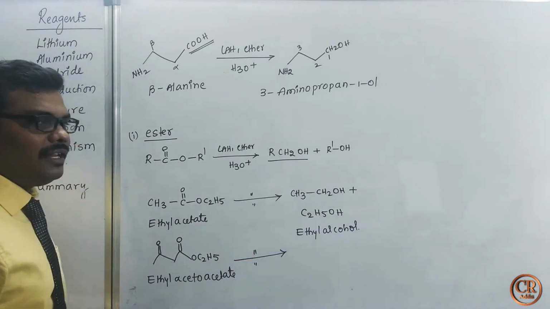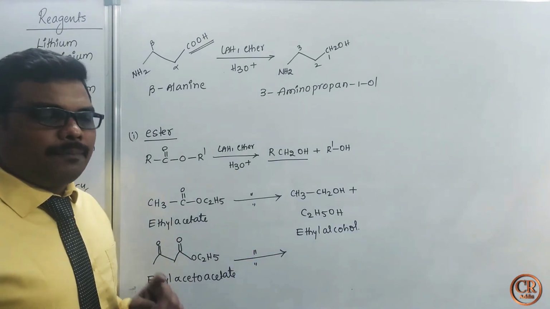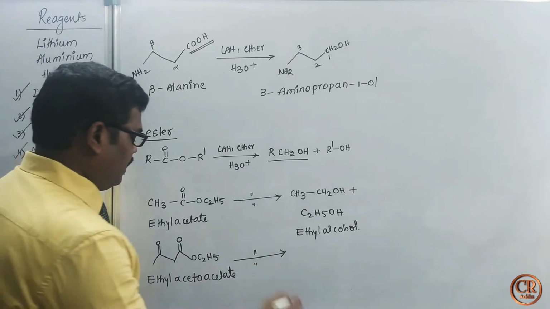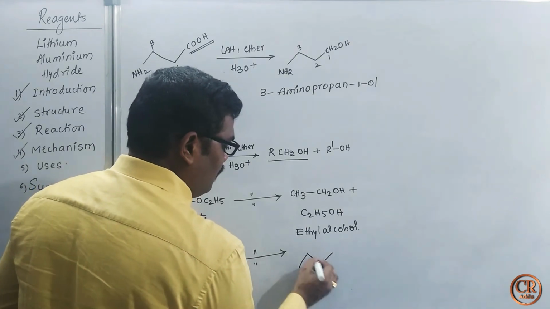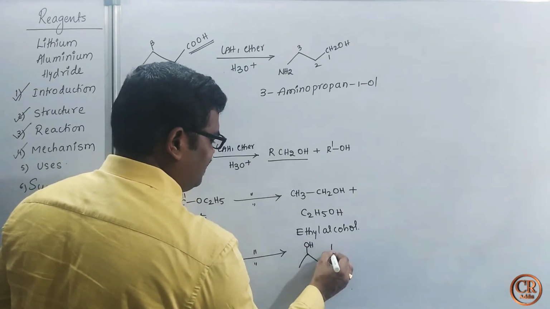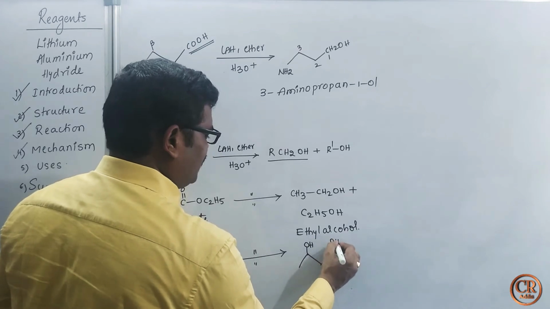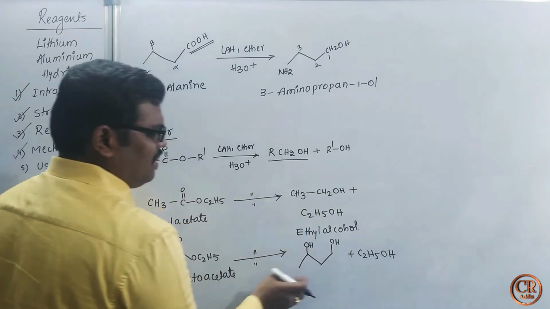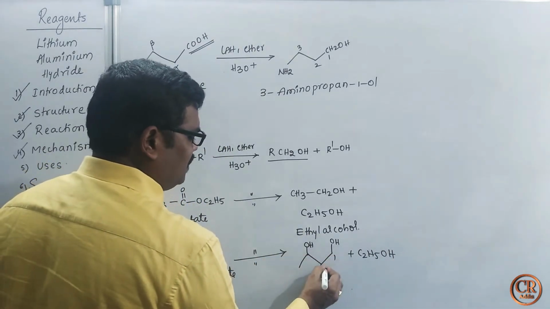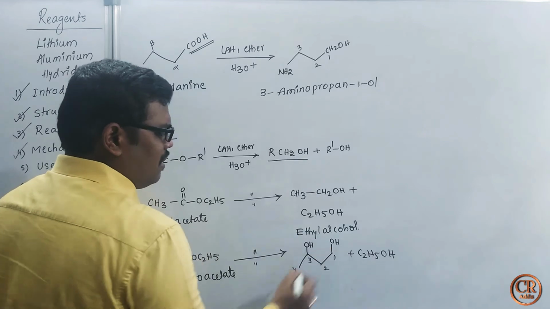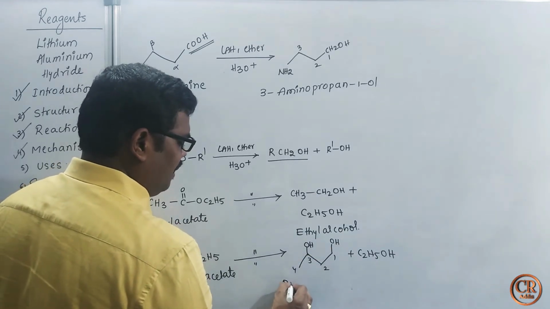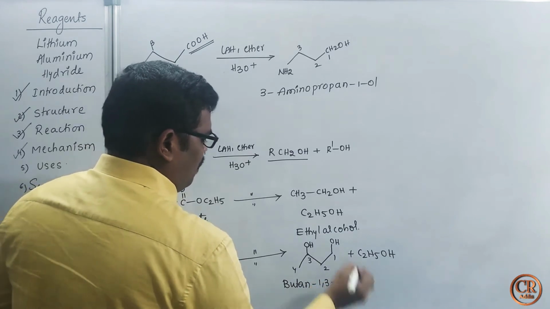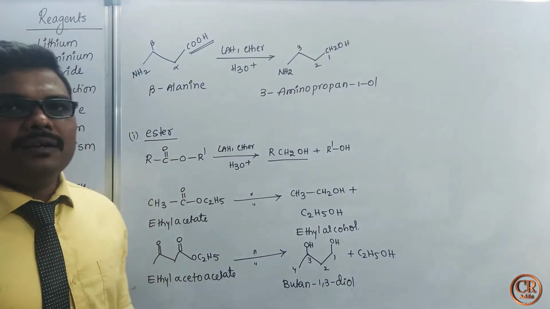When ethyl acetoacetate is reacted with lithium aluminium hydride in presence of ether followed by acid hydrolysis, it gives alcohol OH. This is CH2OH plus C2H5OH. So here alcohol is formed. Now we can name this one 1, 2, 3, 4. Name of this one is butane 1,3 diol.